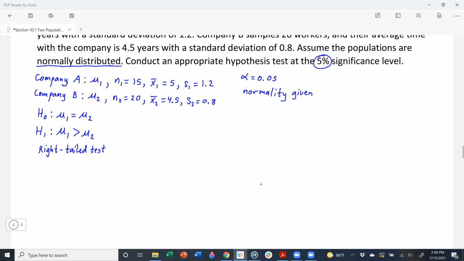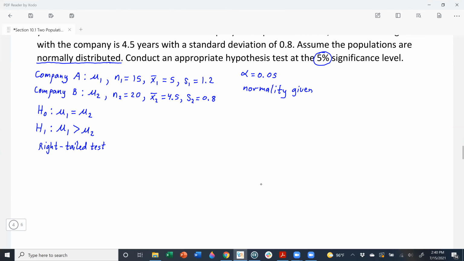Okay, and so if you wanted to use subscripts of like A and B on those mu's, then that's okay too. We would just have mu sub A is greater than mu sub B. Okay, but I'm going to use those subscripts of 1 and 2. All right.